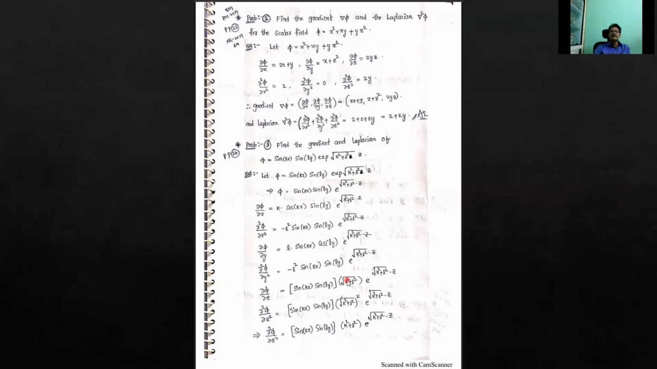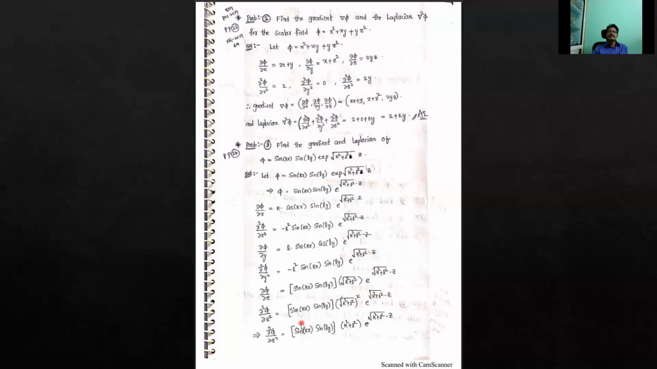We know that the derivative of e power az with respect to z is simply a into e power az. In this case, a is root of k square plus l square. So we get root of k square plus l square into e power root of k square plus l square z. This is like e power az; the derivative is a into e power az.